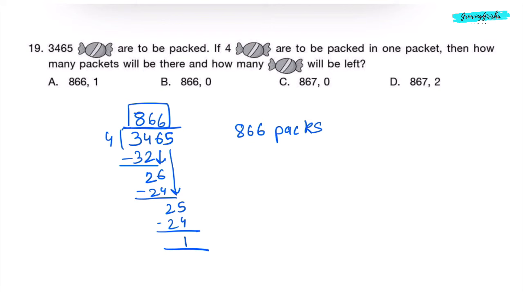And how to find out how many toffees will be left? Well, it's our remainder. Only one toffee will be left. So we have 866 packs and one toffee in option A. So option A is the correct answer.